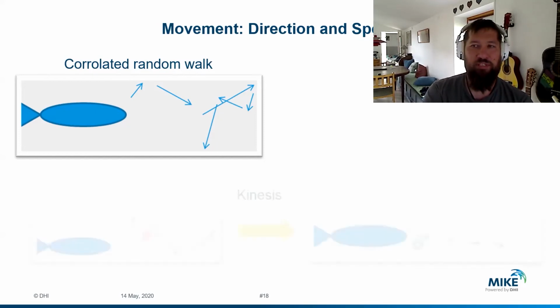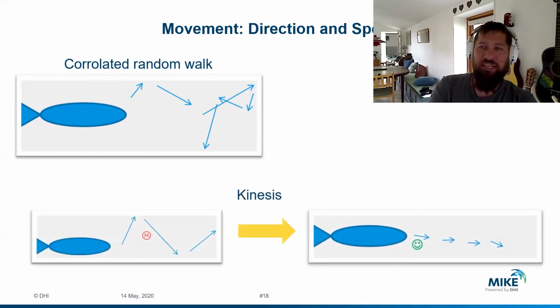This can then be changed into something we call the kinesis walk. This is where you change behavior based on the environment that you're in. This means that if you're in a bad environment, somewhere you don't want to be, you'll move in a specific behavior. In this, it's moving very much to the sides. You could call that search behavior, because it's searching for a better place to be.